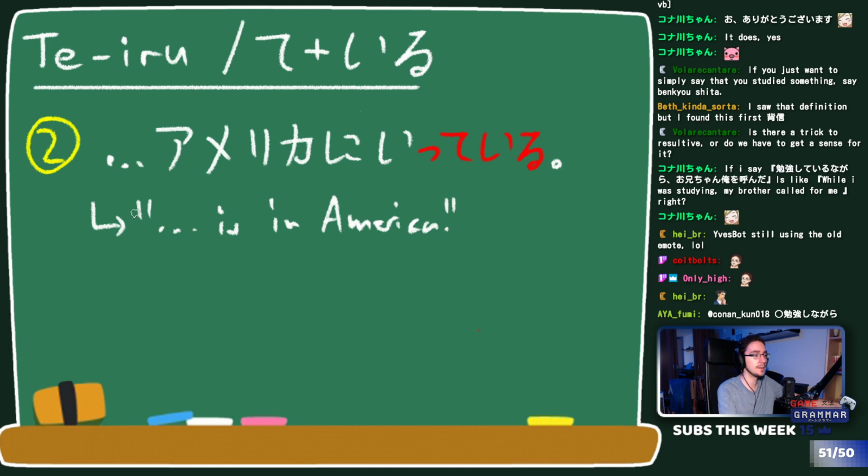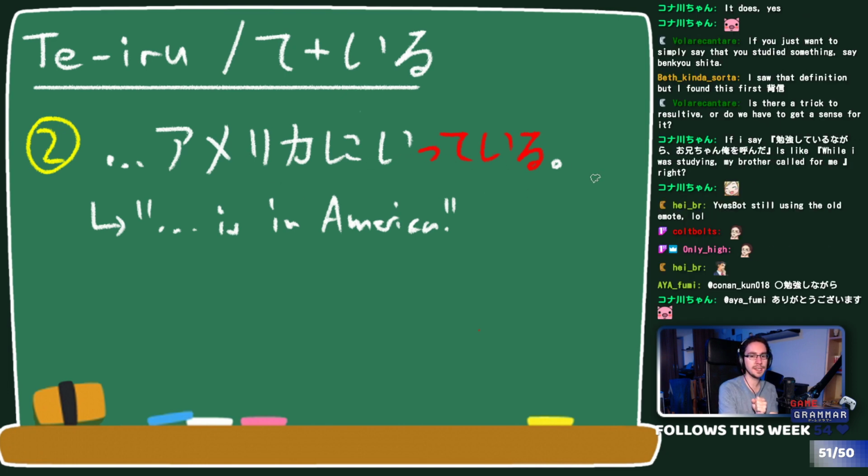You could say America ni iru. That means is in America as well. But the nuance with America ni itteiru means that they went to America and they're still there. Okay? Does that make sense? They went and they're still there. So how is this different? So what is the exact difference between saying this and saying this?